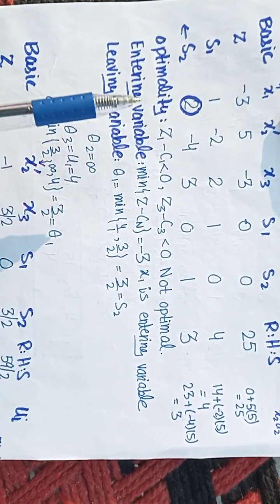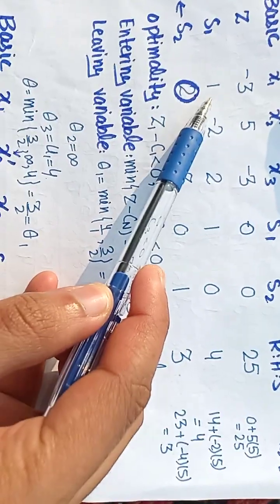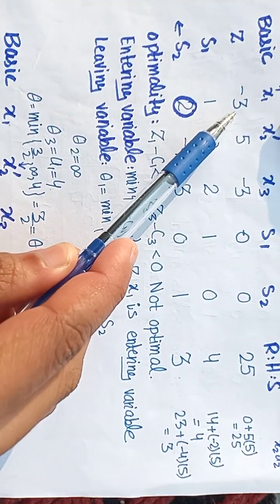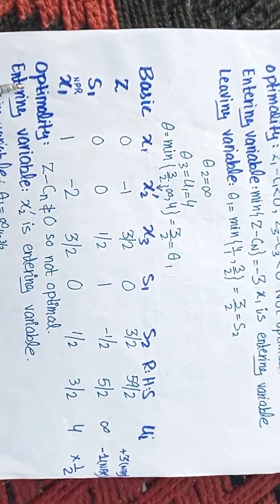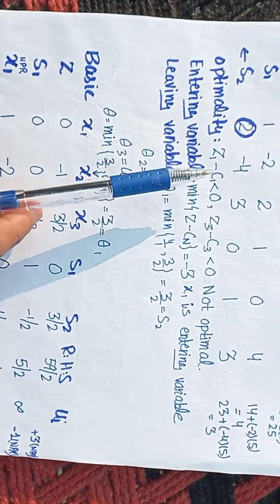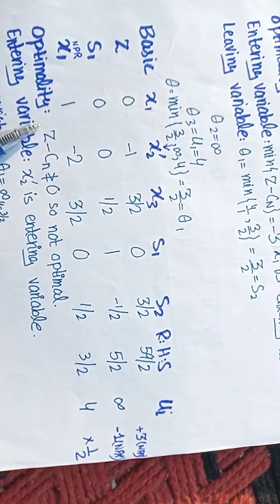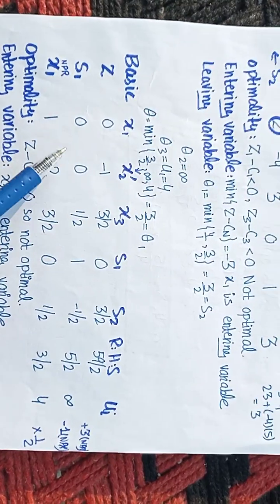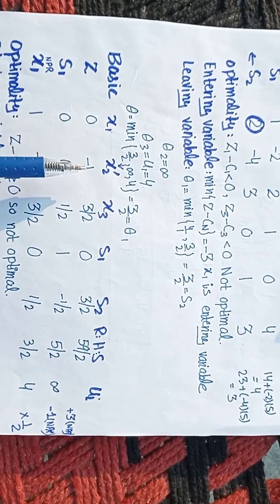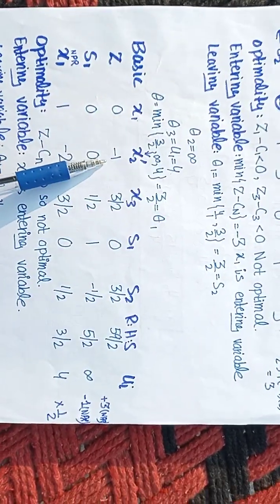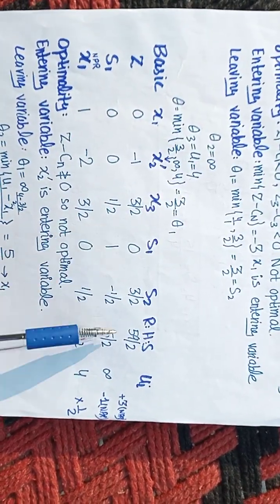We apply the operation: multiply by 1 over 2, and all the rows, minus 3 plus 3 times the pivot row. The new pivot row is x1. Then x1 replaces s2, and s2 is replaced by x1. Using the simplex method and all the operations, multiply all the row by 1 over 2. This is the new pivot row. Then 5 plus 3 times the new pivot row, minus 3 plus 3 times the new pivot row.